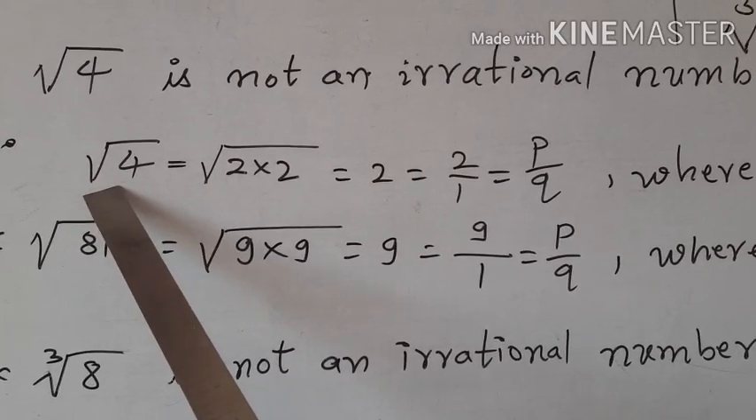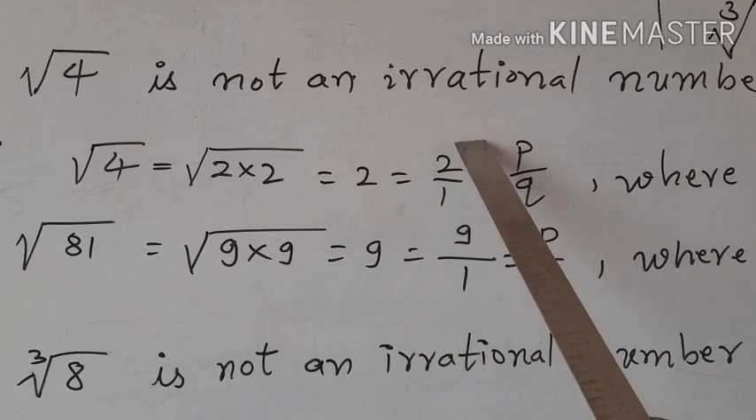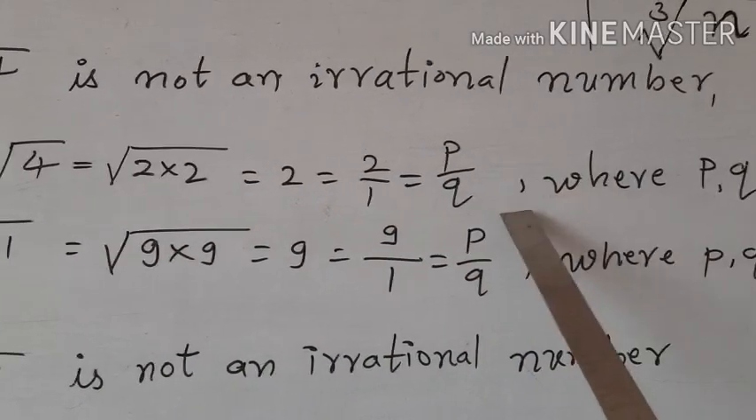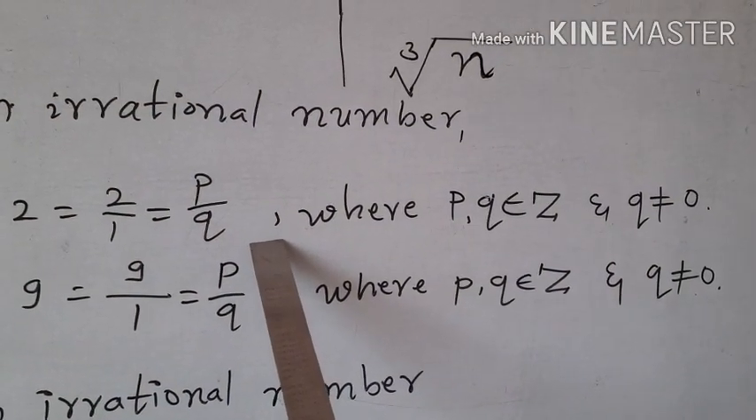It is a rational number because square root of 4 is equal to 2 and that 2 is equal to 2 upon 1, which is in p by q form, where p and q are integers and q is not equal to 0.